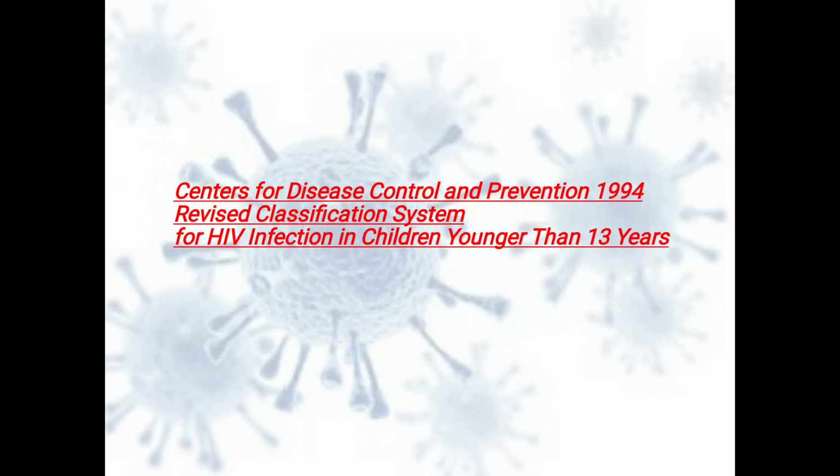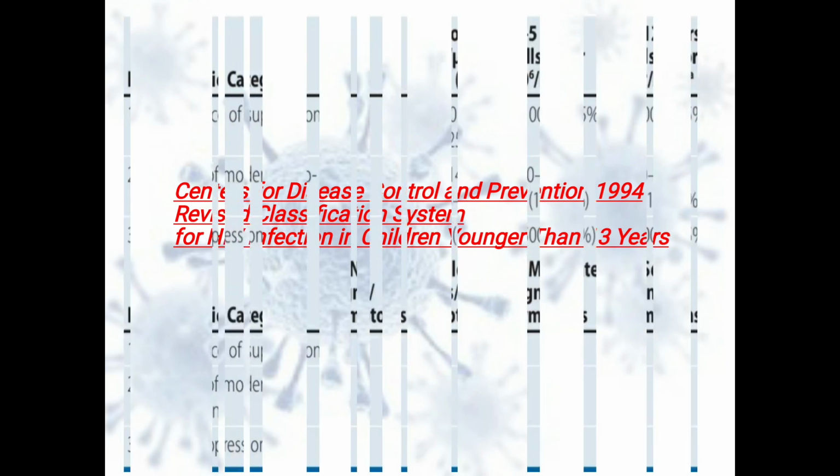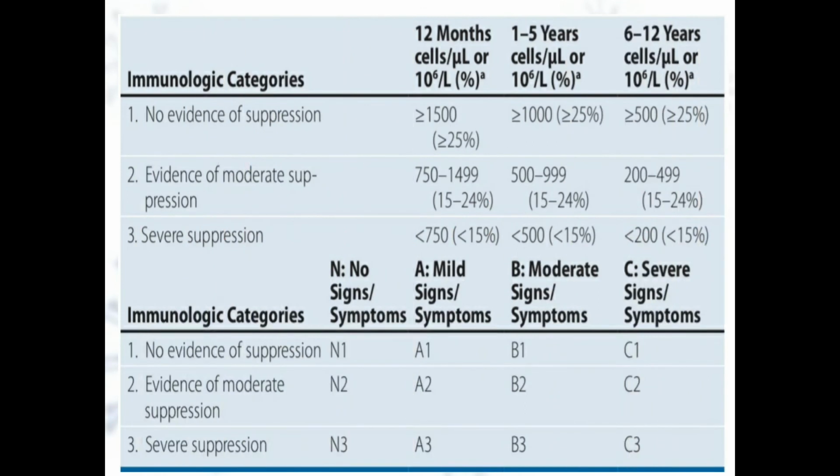And Centers for Disease Control and Prevention 1994 revised the classification system for HIV infection in children younger than 13 years. So here is the classification: immunologic categories based upon the signs and symptoms, mild, moderate, severe, and also you can see the immunological categories based upon the age, that is 12 months, 1 to 5 years, and 6 to 12 years. So for this you can refer the DPRO handbook 9th edition.